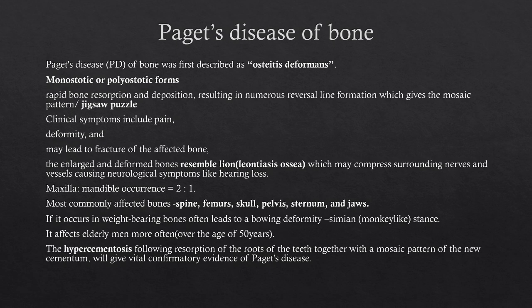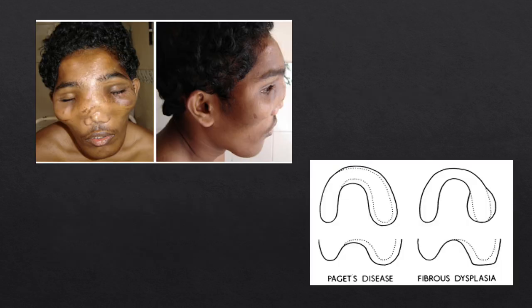If it occurs in weight-bearing bones, it often leads to a bowing deformity, causing a monkey-like stance for the patient, or a simian stance. Elderly men over the age of 50 are affected, and hypercementosis following the resorption of roots of the teeth, together with a mosaic pattern of new cementum, will give vital confirmatory evidence of Paget's disease on a radiograph. So this is how it is going to occur.